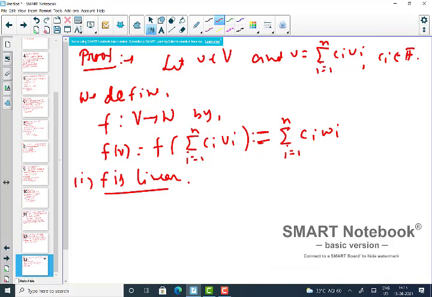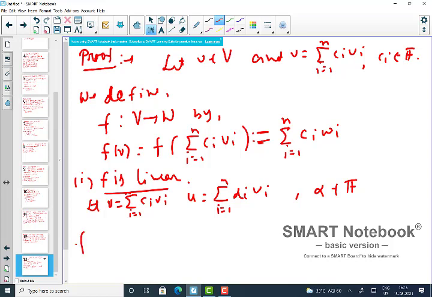Why? Because you choose some U and V. So let V be the summation of Ci Vi, i equal to 1 to n, and then you choose some U, which is the summation of Di Vi, i equal to 1 to n. And you choose some constant alpha. To prove linearity, it is equivalent to prove that F of alpha V plus U equals alpha times F of V plus F of U, right?